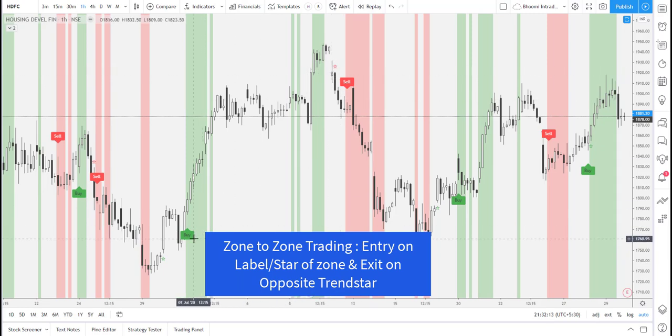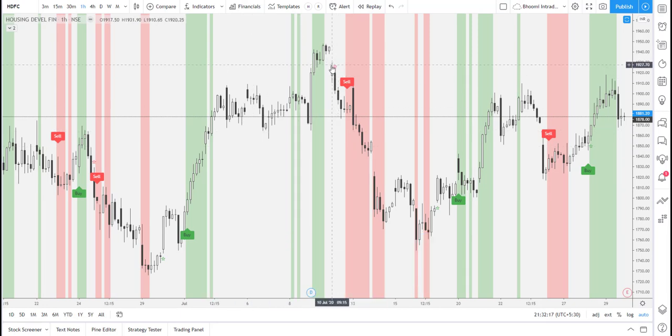So in this case, if you have bought here, you will exit when a red star appears. And if, for example, you have sold here, you will exit when a green star is here. So in that case, as a positional trader, zone to zone also is a very, very good setup, and the exit strategy is also there.